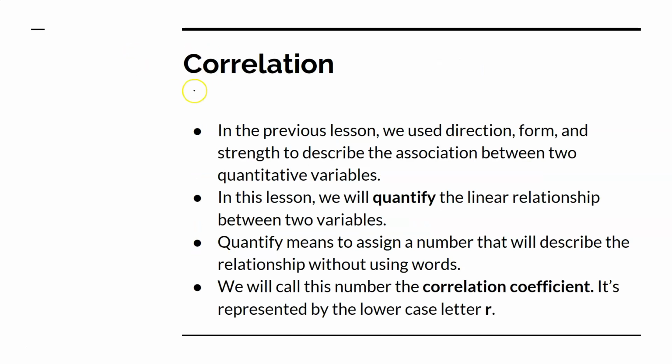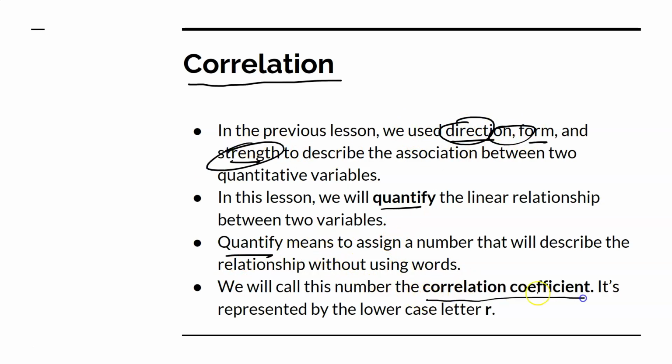So make sure that you've started a new topic in your notes on correlation. In the previous lesson, we used direction, form, and strength to describe the association between two quantitative variables. In this lesson, we will quantify the linear relationship between two variables. Quantify means to assign a number that will describe that relationship without using words. So all of that direction, form, and strength, we will sum up with this number that we call the correlation coefficient. Correlation coefficient is represented by the lowercase letter r.